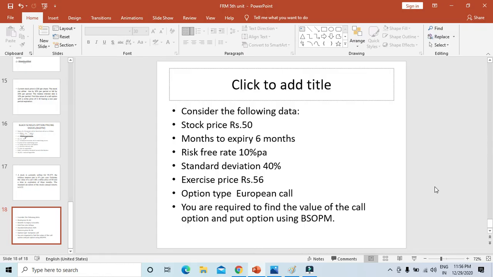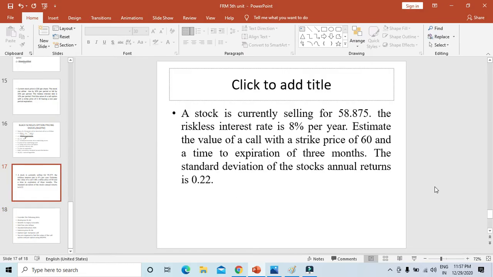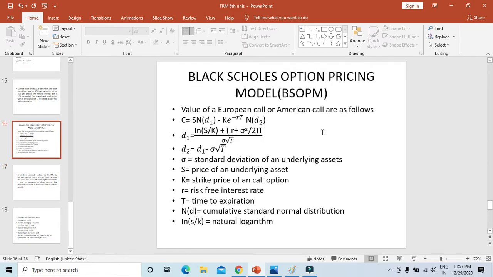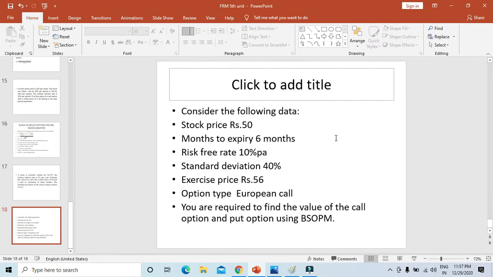So in the question he is asking us to calculate both the call value and the put value. In my previous problem I showed you only how to estimate the value of a call using BSOPM. These were the formulas. Value of a call is equal to S N(d1) minus K e power minus rT N(d2). d1 and d2 are calculated using the logarithm, and then we use the normal distribution table, and the K e power values should also be there. So these were the formulas. So let's do this problem.